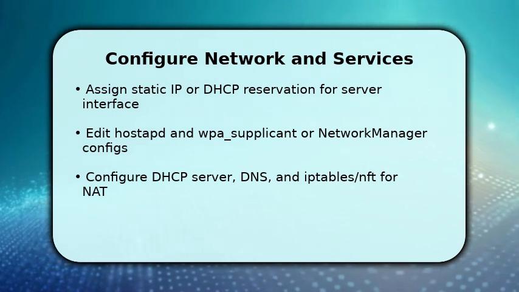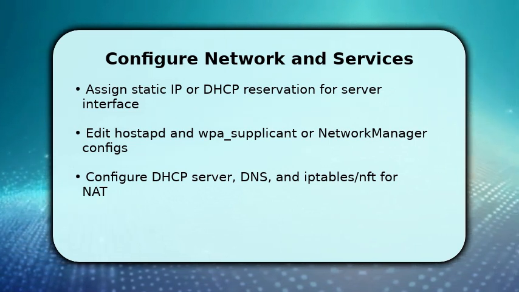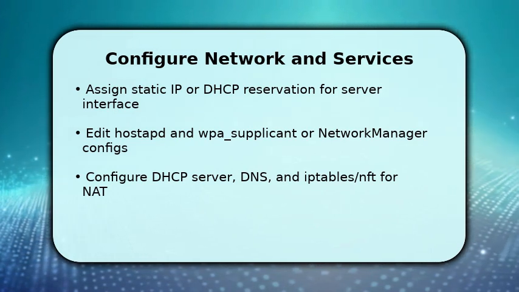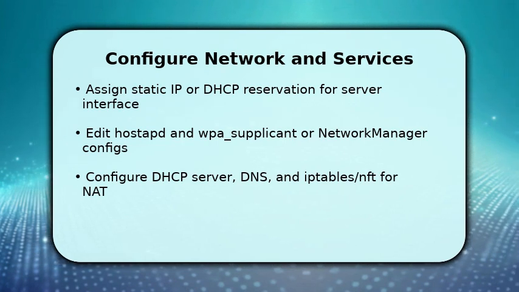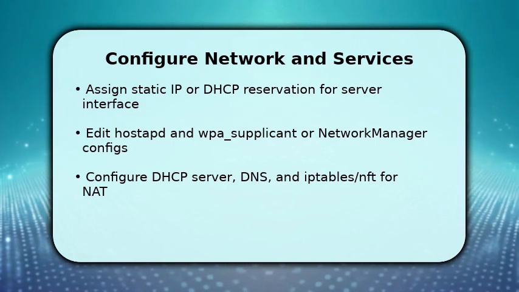Once the wireless service files are set, configure a DHCP server to hand out addresses and set up DNS forwarding. Finally, enable IP forwarding and create NAT rules using iptables or nftables, so connected devices can reach the internet.